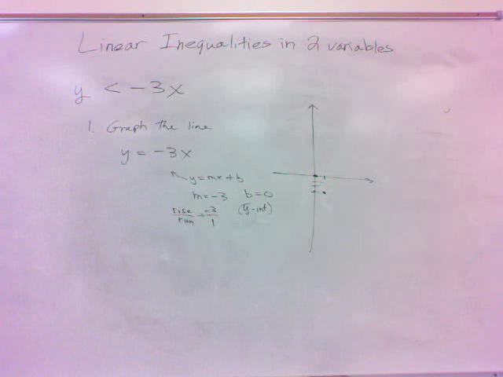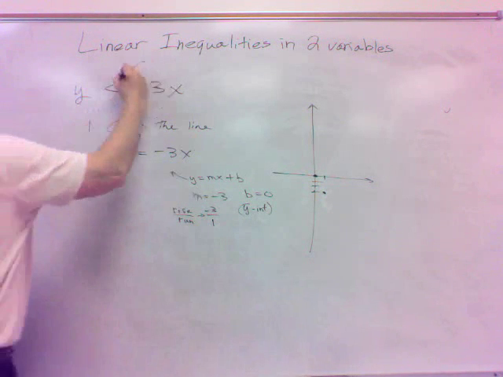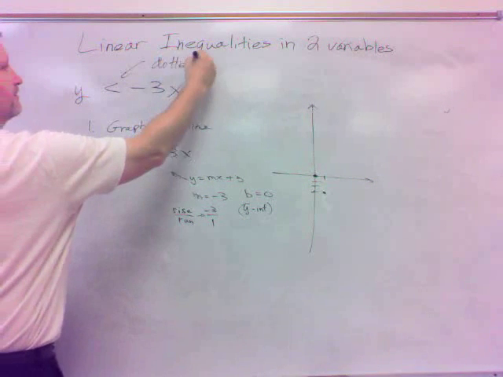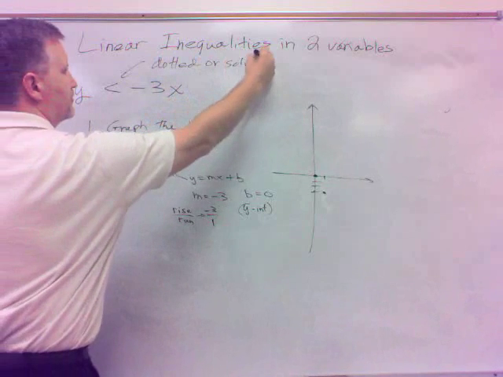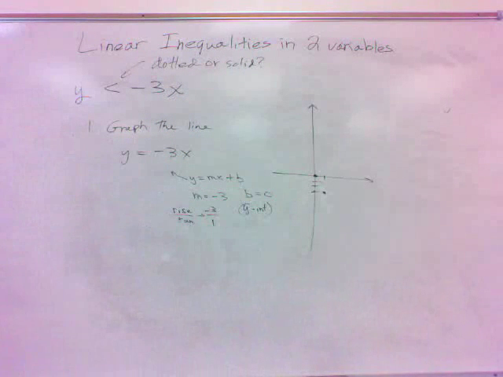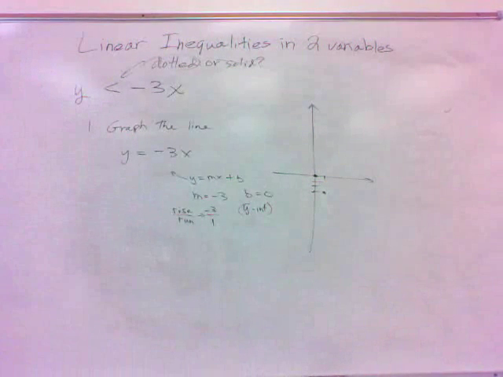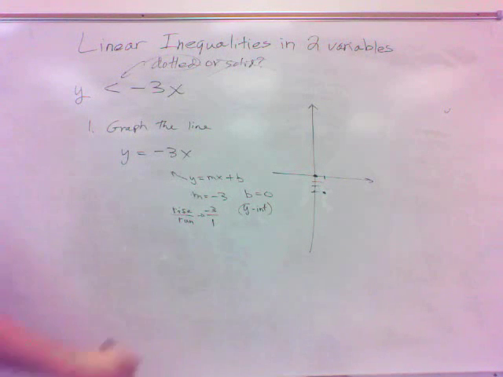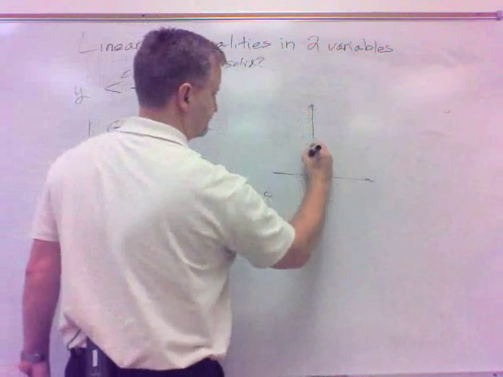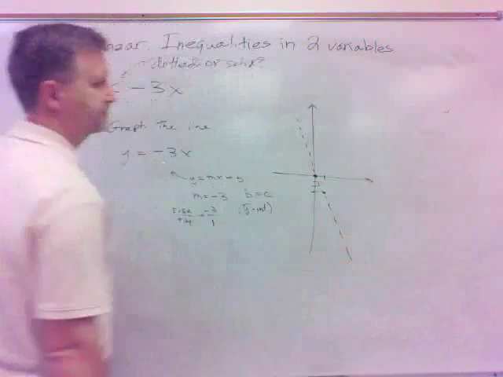Now, before you draw your line in, you need to think dotted or solid. Which is it? It's going to be dotted in this case. Why? You don't have the equal to part. Yeah. If you don't have the equal to part, whether it's less than or greater than, you use a dotted line. That's what I'm going to use here. Okay?